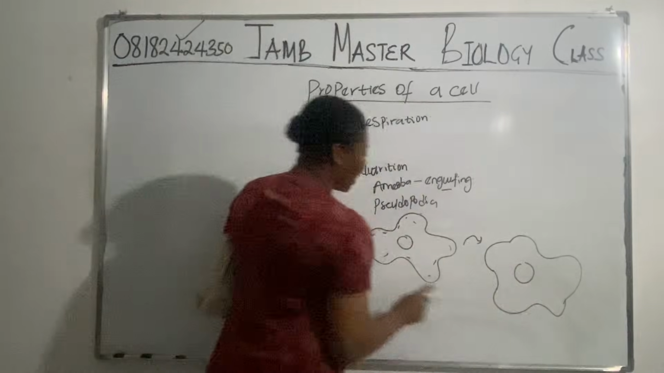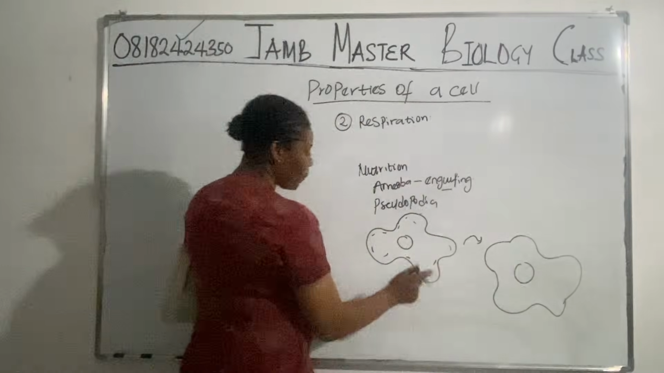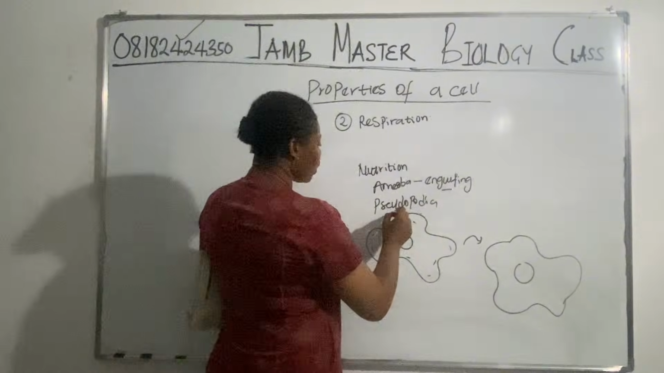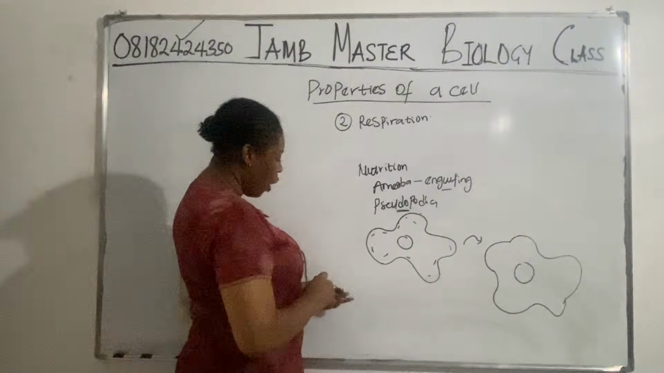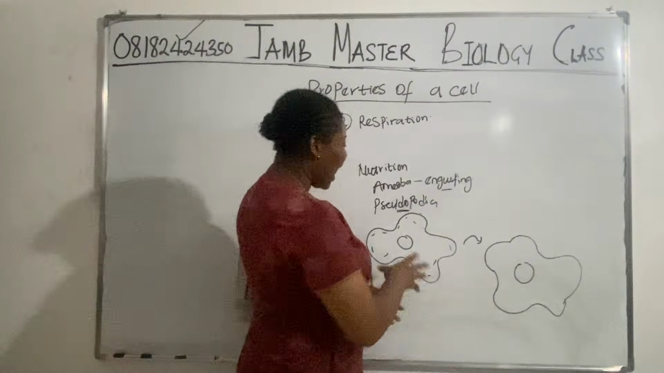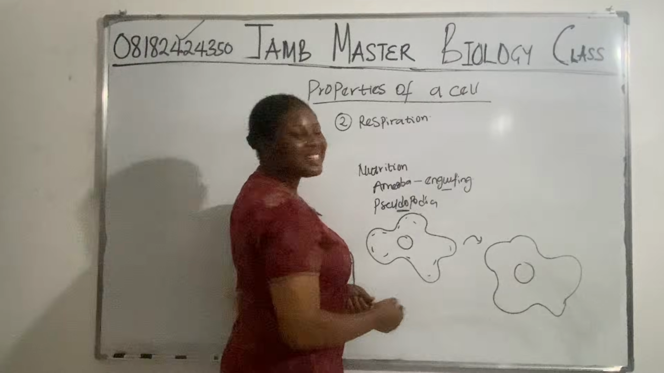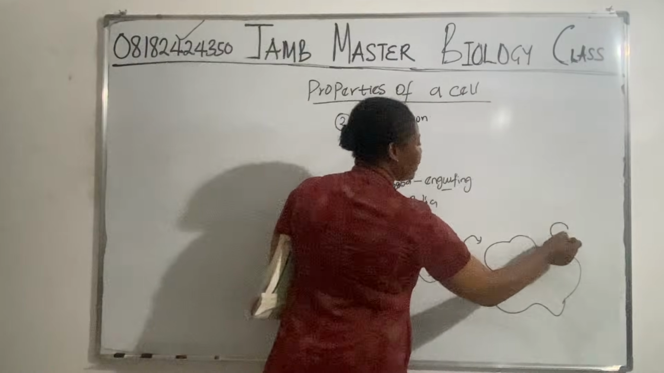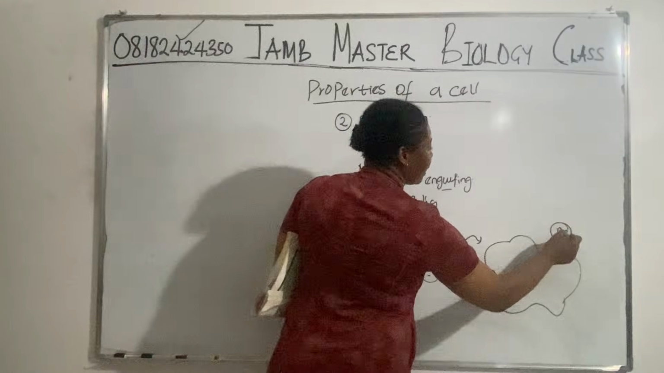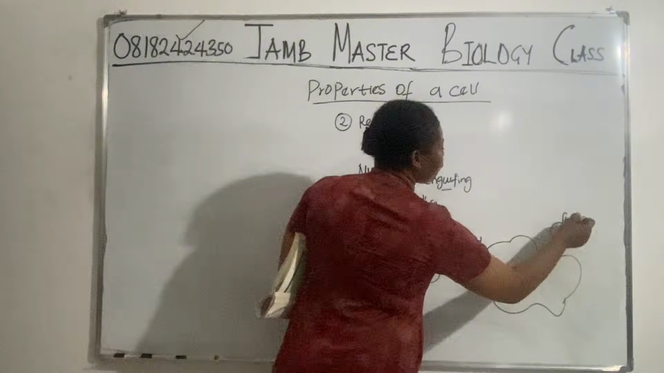Because it has what? It has changed shape. That's how it moves. So it moves through the help of its what? Pseudopodia. Now for amoeba to feed, as it's moving, let's assume this is something it wants to feed on. Let's say this is the food, right? It wants to feed on.